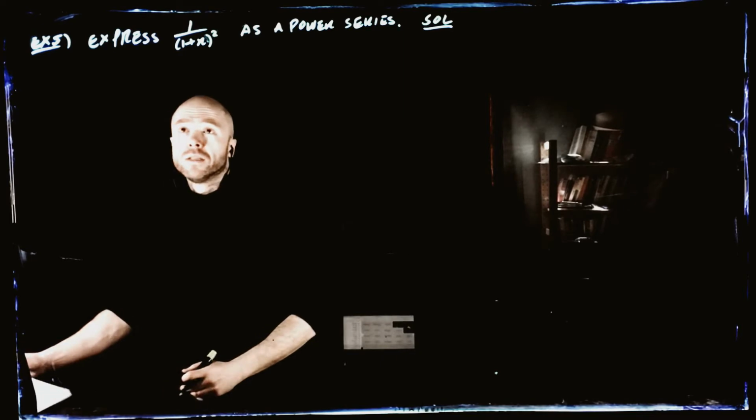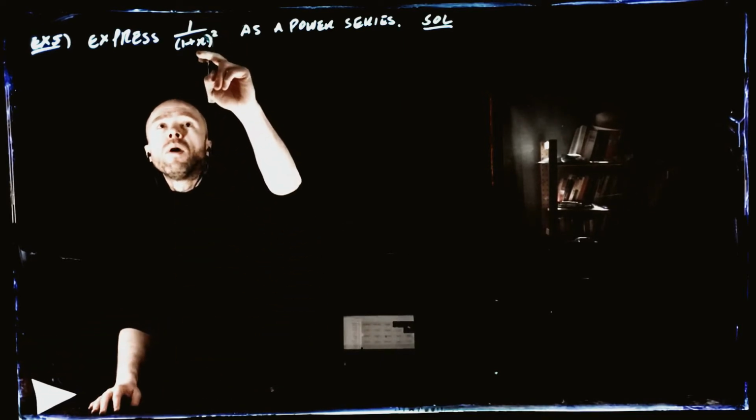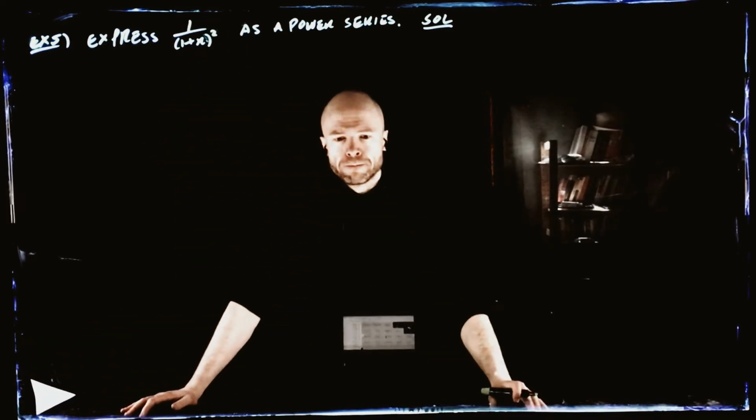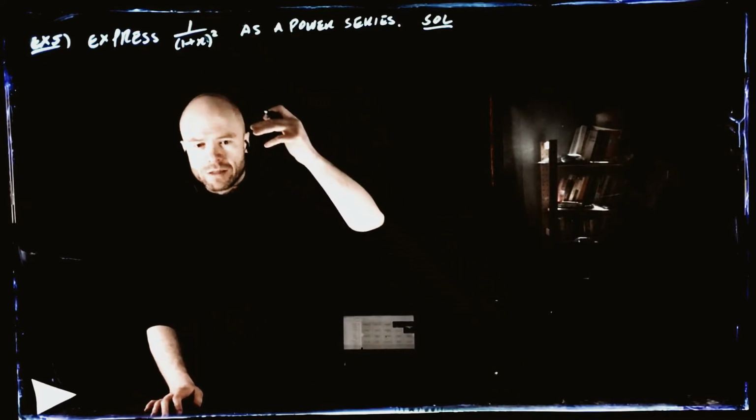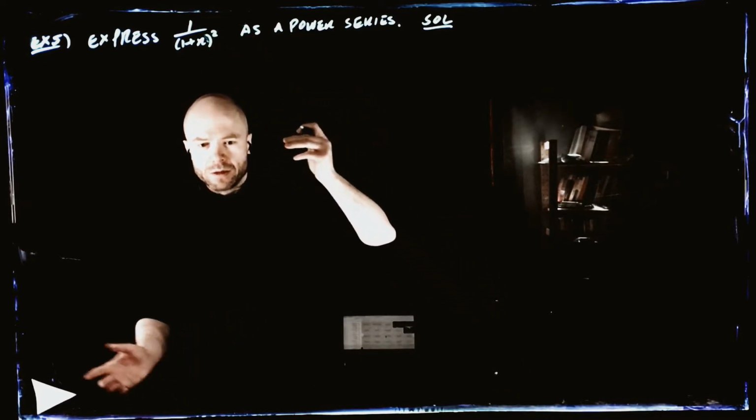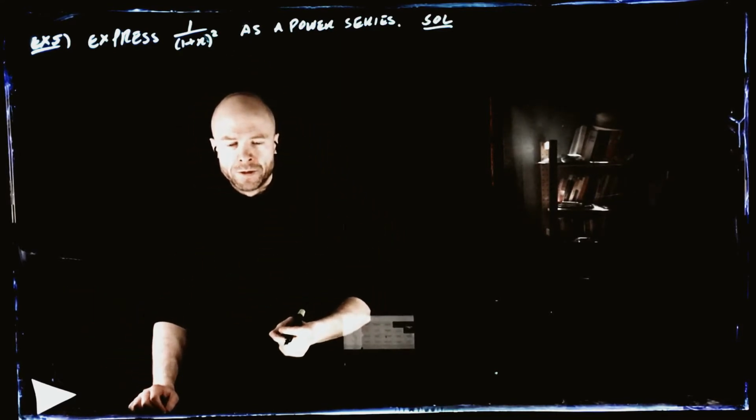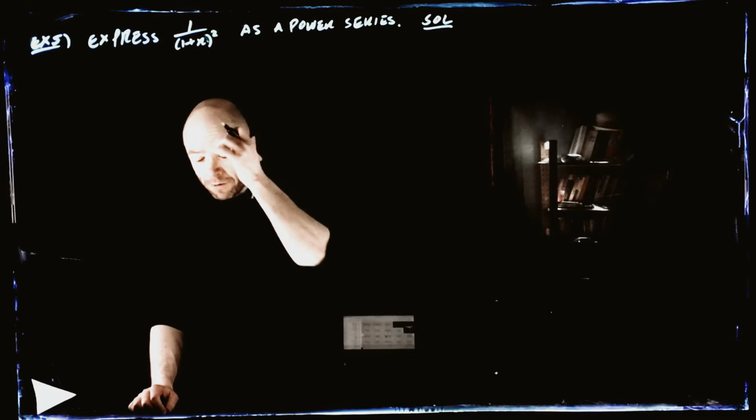Okay, so express 1 over 1 plus x squared as a power series. There's no algebra to turn this into the form of 1 over 1 minus x. You can mess around with this as much as you like, it's just not going to be in that form, or at least not in any useful way.